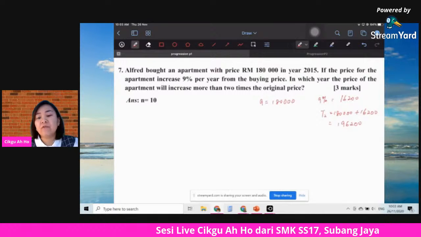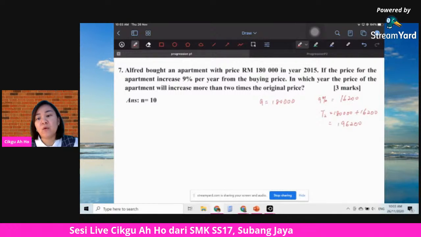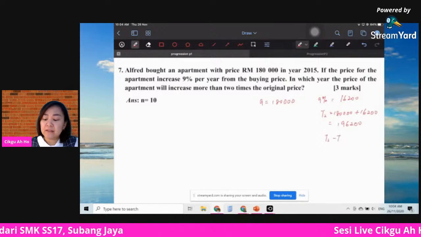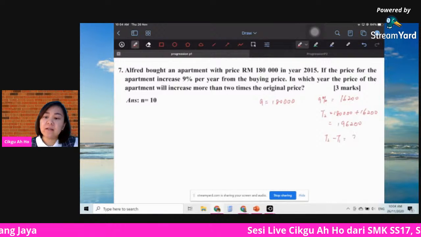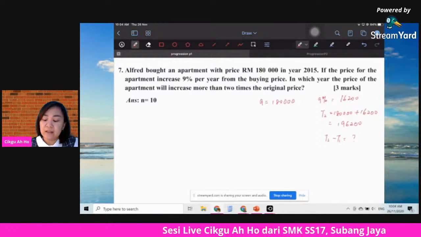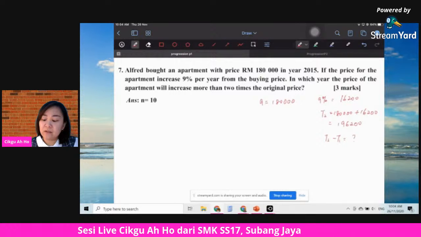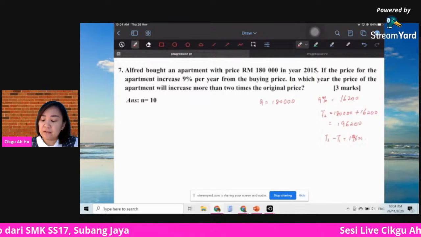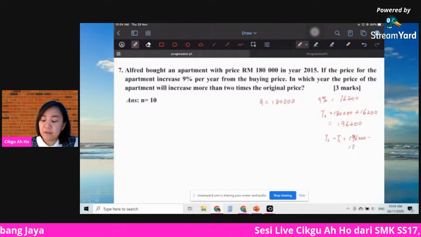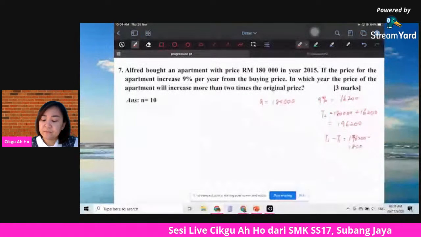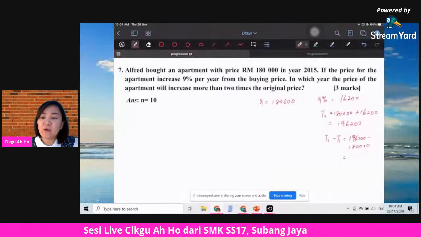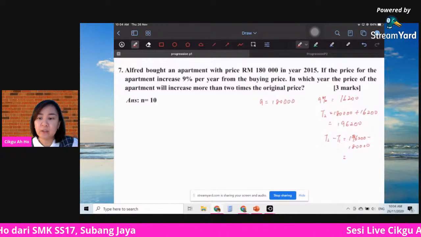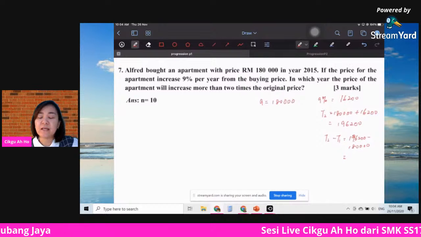If you want to determine whether this is AP or GP, you can use T2 minus T1, then see how much that is. But this one is quite long, you have to determine one by one. Then you have to find the term for year 3. Only then can you determine whether this is AP or GP.